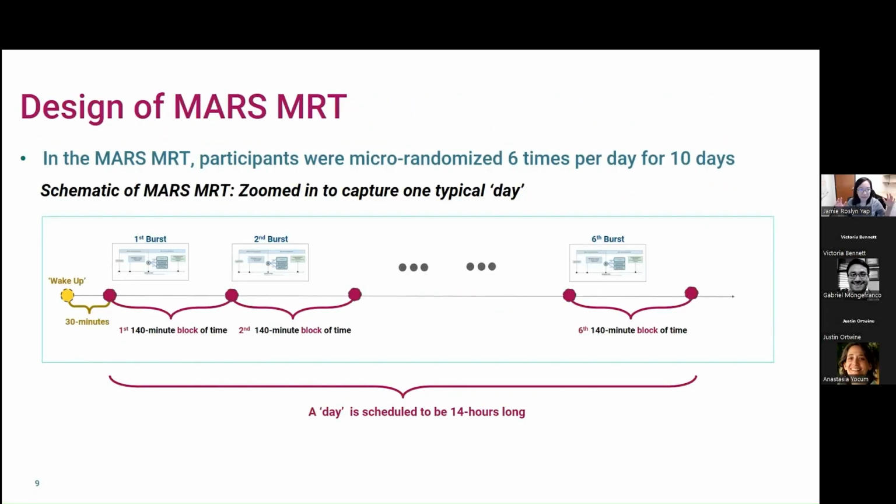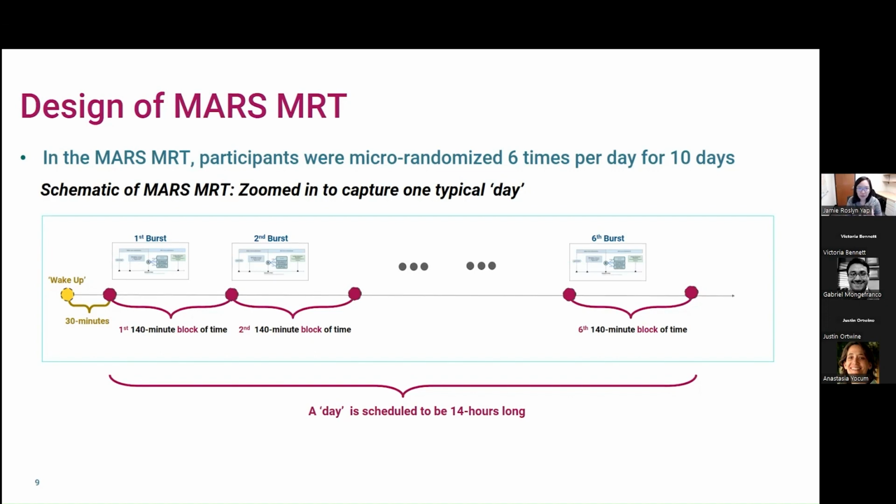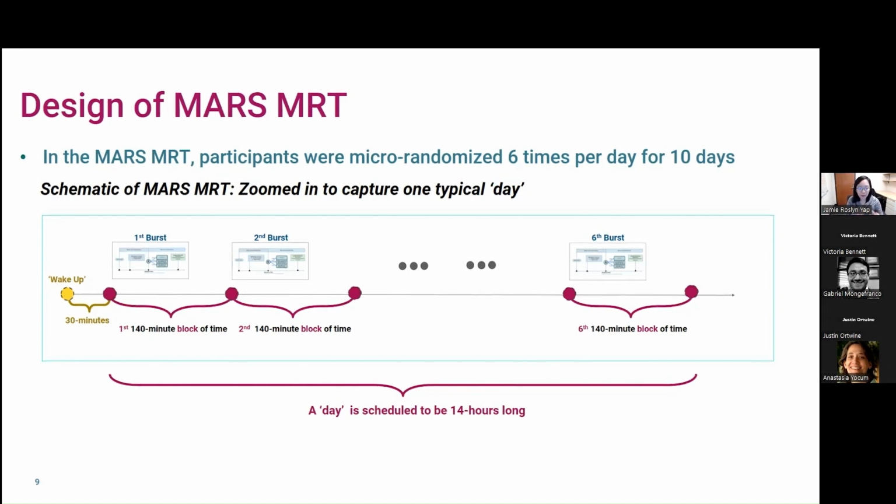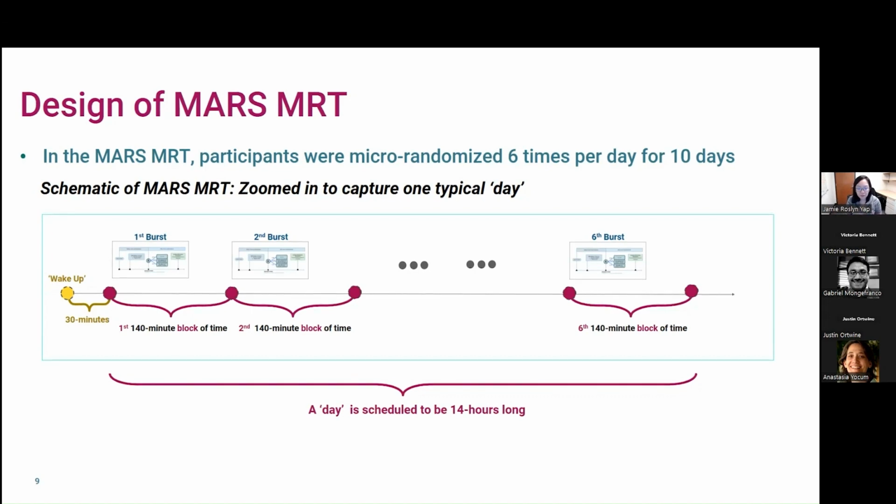Let's capture what happens in a typical day. The first burst of events, as I would call it, involving the brief survey, microrandomization, and EMA, was scheduled to happen 30 minutes from a pre-programmed wake-up time. This pre-programmed wake-up time was agreed upon by the participant and the study coordinator, typically by their first visit and before they start doing the microrandomized trial on their own.